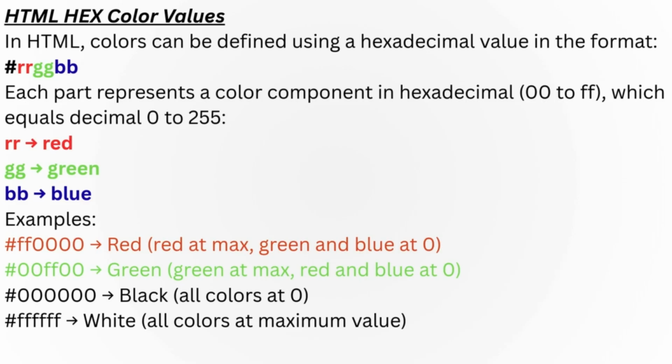Similarly, red at 0, green at max and blue at 0. And if all the values are 0, then it will represent black, and if all the values are F, then it will represent white.